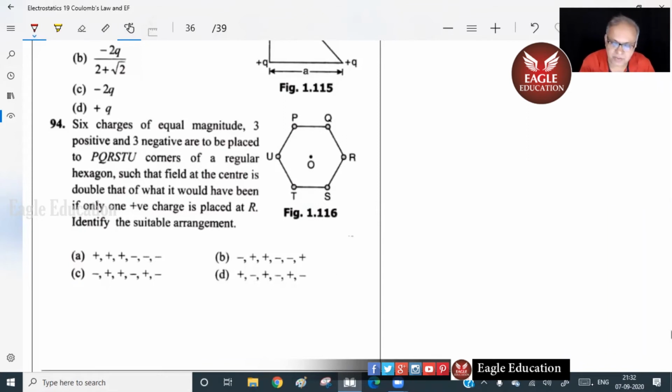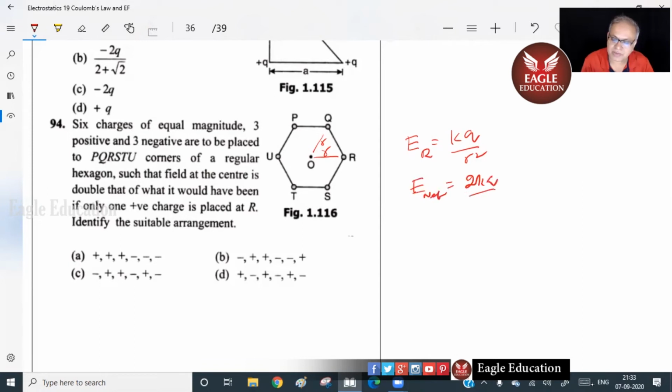You know, the distances are going to be equal from the center, whatever R is. Such that the field in the center is double that of what it would have been if only one positive charge is placed at R. So the E due to the charge at R will be simply KQ by R square. So our net field, whatever we wanted, is how much? 2KQ by R square we want.